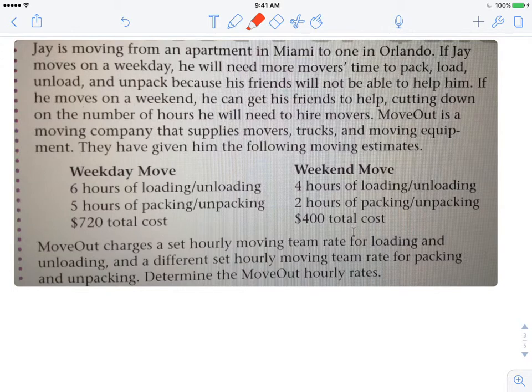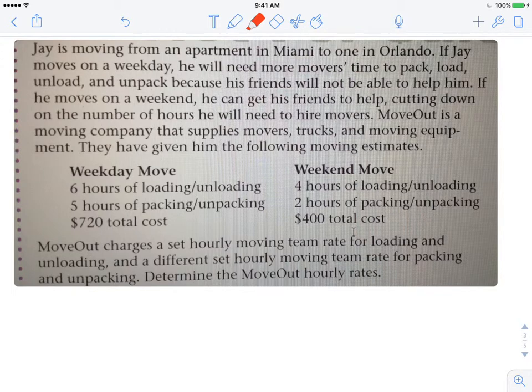Jay is moving from an apartment in Miami to one in Orlando. If Jay moves on a weekday, he will need more movers' time to pack, load, unload, and unpack because his friends will not be able to help him. If he moves on a weekend, he can get his friends to help, cutting down on the number of hours he will need to hire the movers.